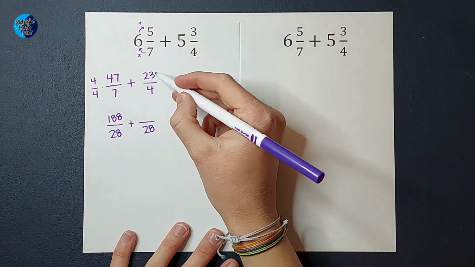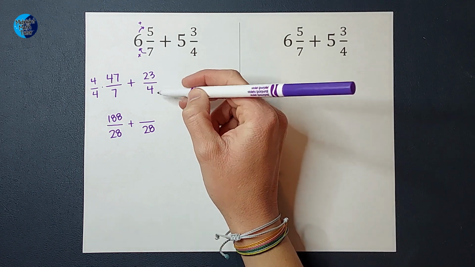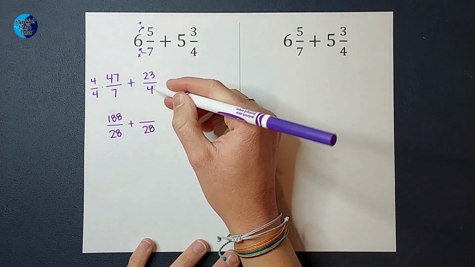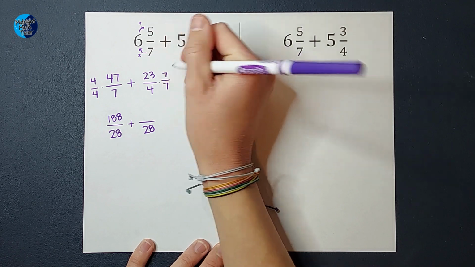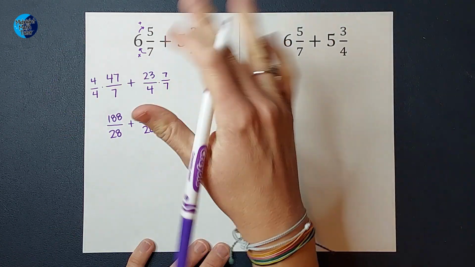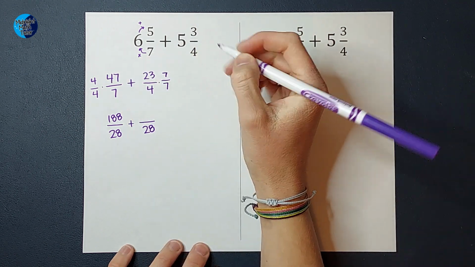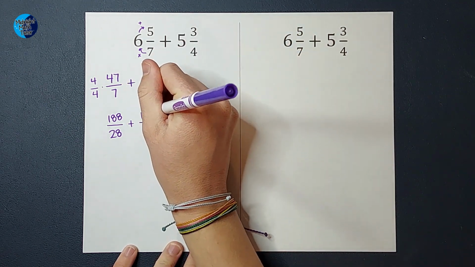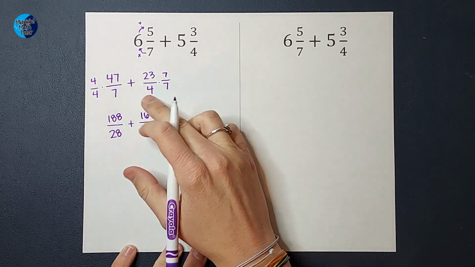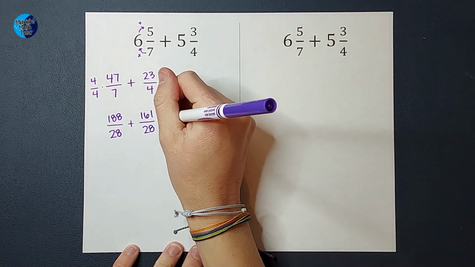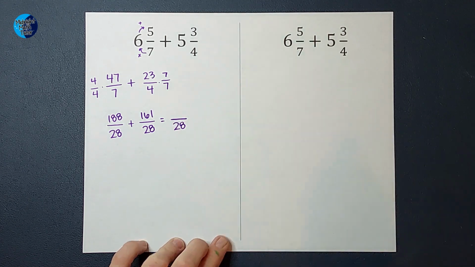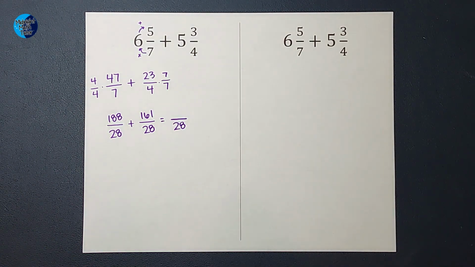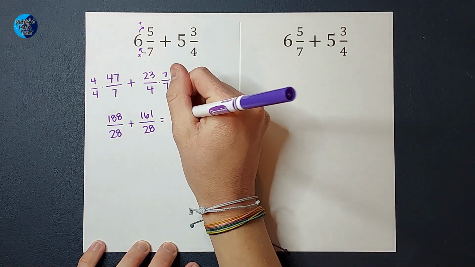All right, next we are going to figure out how to get 23/4 over 28. So what would I need to multiply 4 by? I need to multiply it by 7, but I got to multiply it by 7 over 7 to keep things true, right? 23 times 7 gives me 161, and then we've got that 28 on the bottom. Okay, now my denominator stays 28. That's why we need them to be the same, right? And then 188 plus 161 is 349.